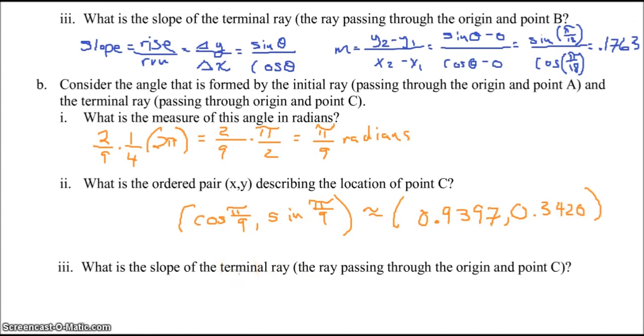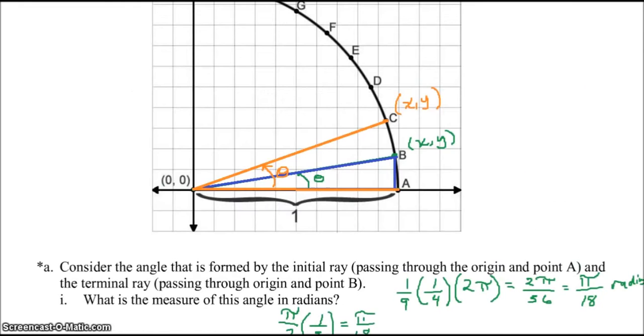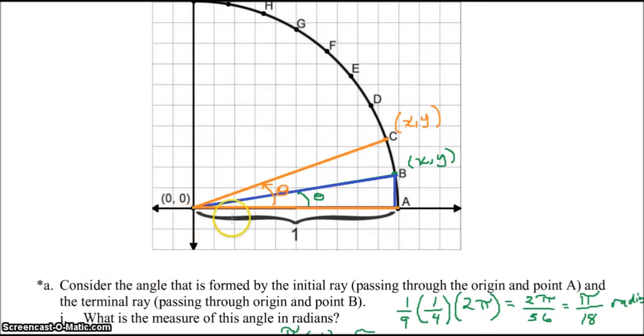What is the slope of the terminal ray that passes through the origin in point C? So we could look at the change in y over the change in x, which is just y over x, or the sine of our angle divided by the cosine of our angle. And that would be the slope of this line.